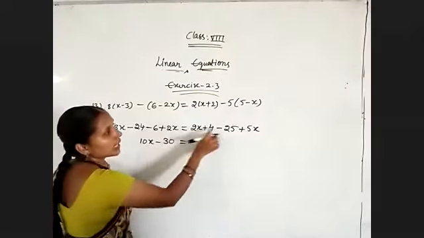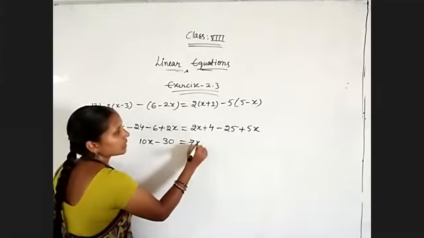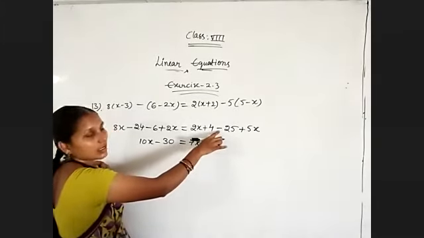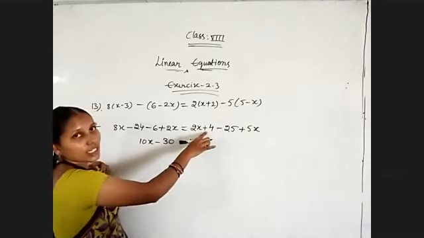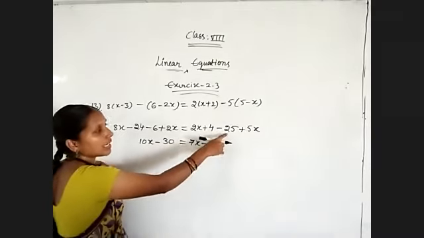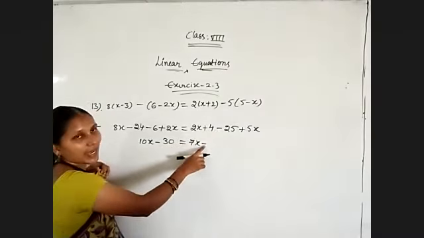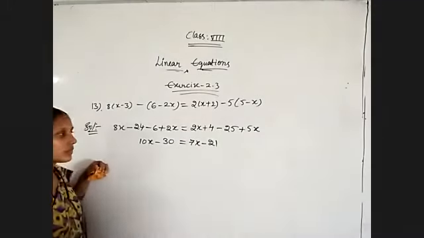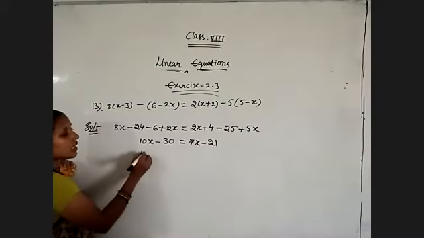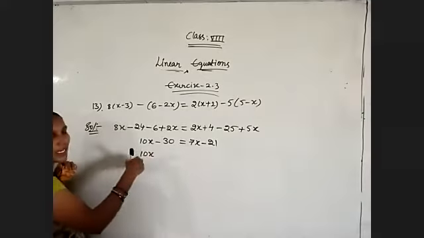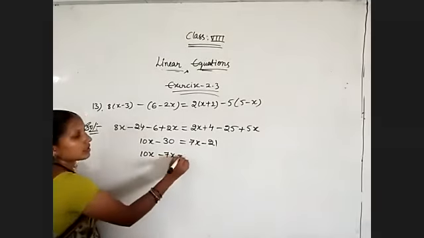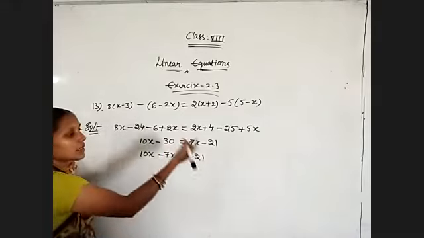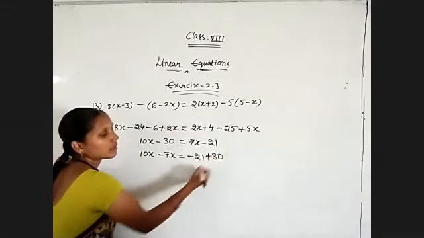And 2x plus 5x, 7x, minus 25 is having the bigger minus sign and 24 is having plus, subtraction. The bigger number has the minus sign, so our answer is minus. 25 minus 4 is 21. Now do the calculation. 10x, 7x by bringing this side, minus 7x. And minus 21 is at the right side. Minus 30 by bringing that side, plus 30.